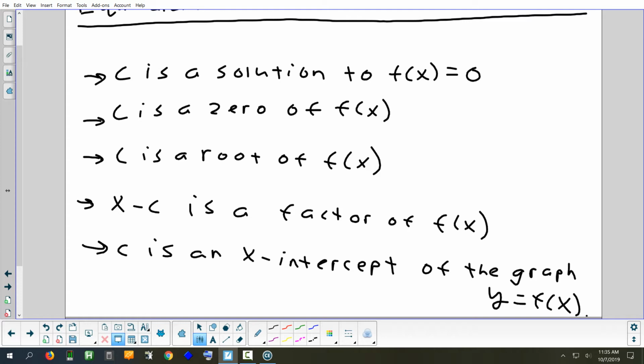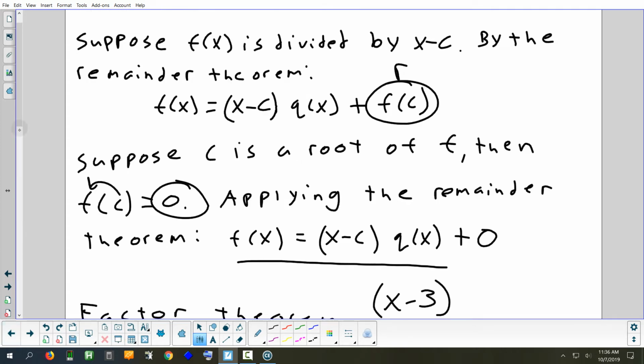But this one is important, the fourth one. It's what enables you to go backwards if you know the roots and you want to figure out what is the equation that has those roots. So if a number is a root, x minus that number is a factor. Okay, that's what you want to keep in your head. If a number is a root, x minus that number is a factor. And we did an example with that right here.